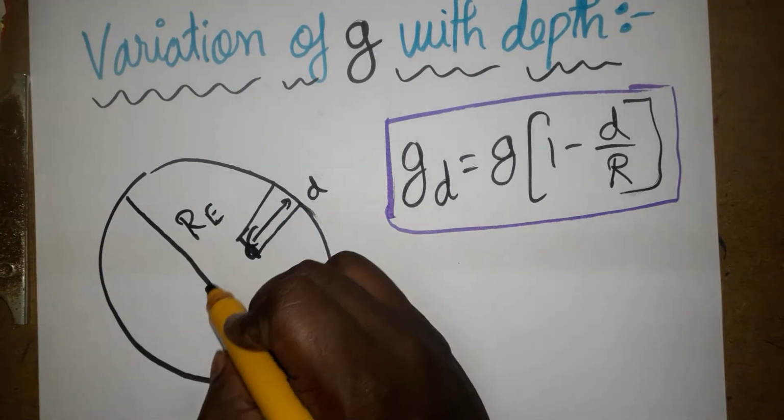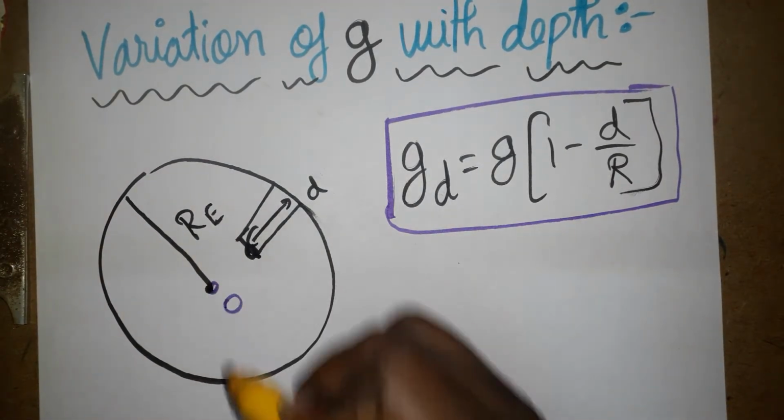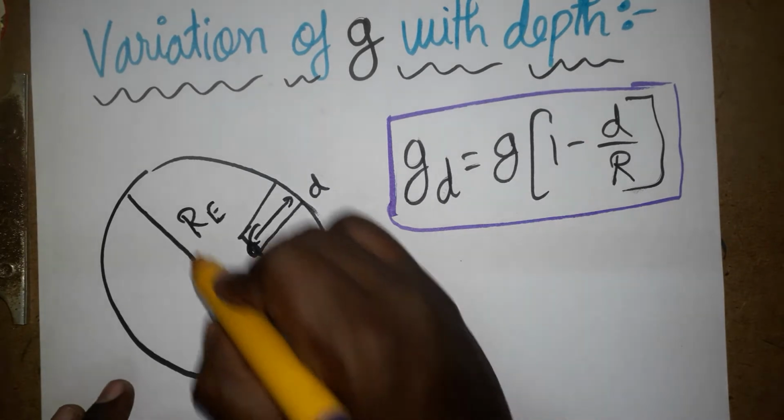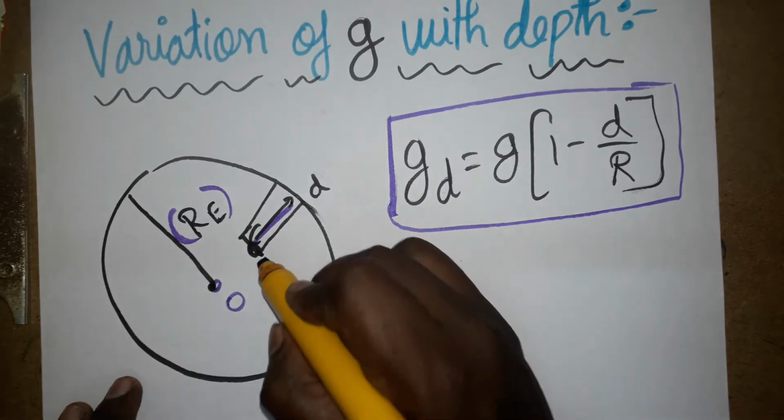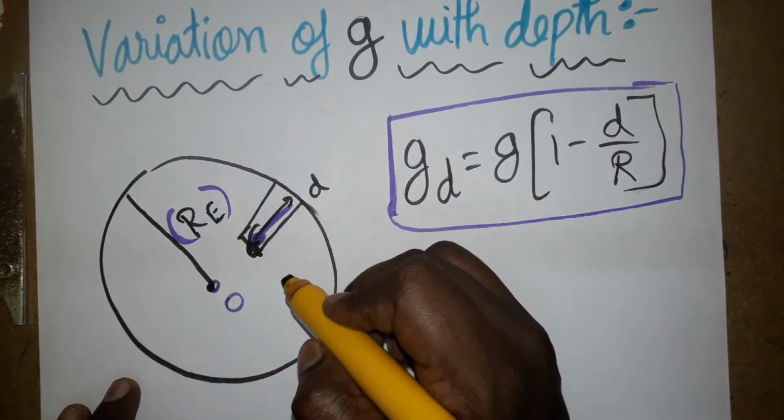This is the earth, and this is the center of the earth, which is going to be 0. R_E is the radius of the earth and this is a depth, d. I want to find the gravity at this particular point.